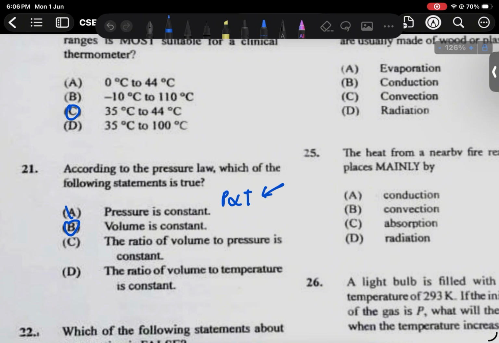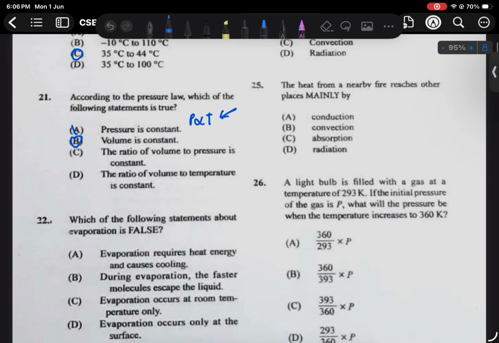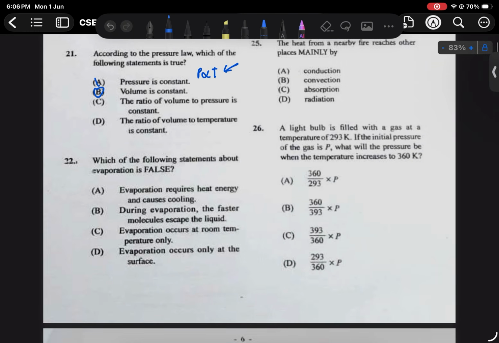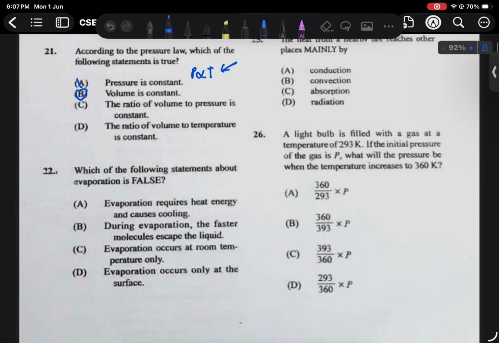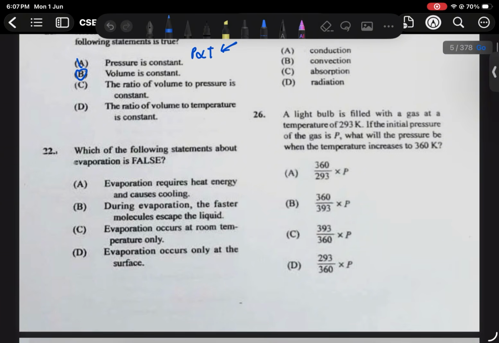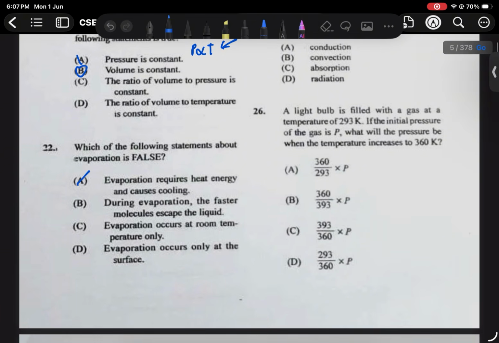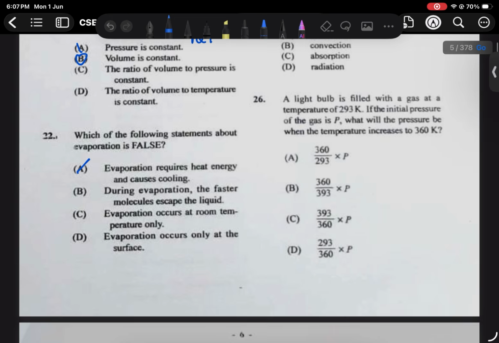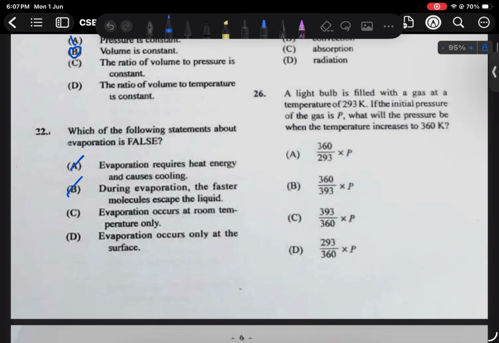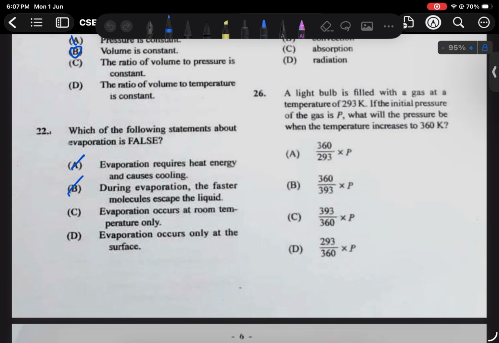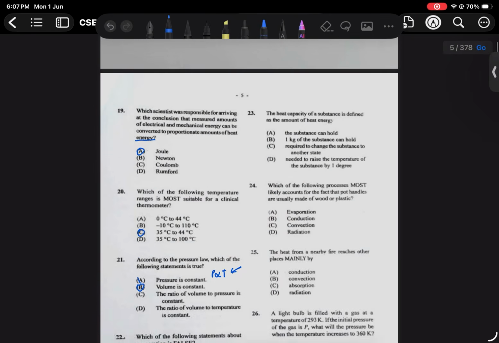There's no volume here. Which of the following statements about evaporation is false? Evaporation requires heat energy and causes cooling. That's true. During evaporation, the faster molecules escape the liquid from the surface, only at the surface. Evaporation occurs at room temperature. No, evaporation can occur at any temperature.